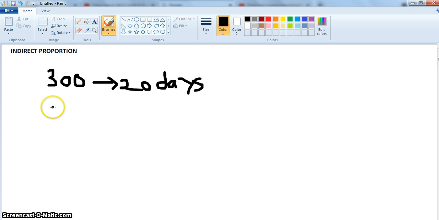Now, suppose we increase the number of chickens by adding 100 more chickens. How many days will it take for the feed to finish? So let me write 400 here. So suppose we have 400 chickens. We want to find out how many days will it take for the feed to finish.